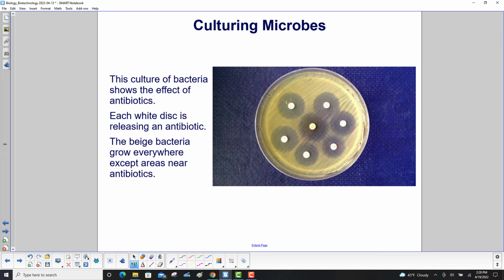This culture of bacteria shows the effect of antibiotics. Each white disc over here, we have several of them, is releasing an antibiotic. The beige bacteria, that's this color here, kind of like that light brownish gray, that's where the bacteria are growing everywhere except within these circles around the antibiotics. Nothing is growing in there.